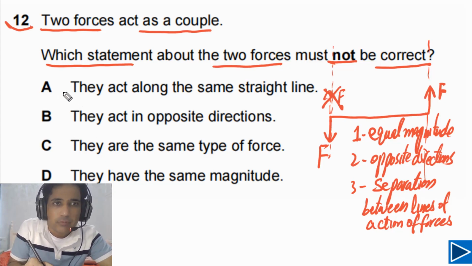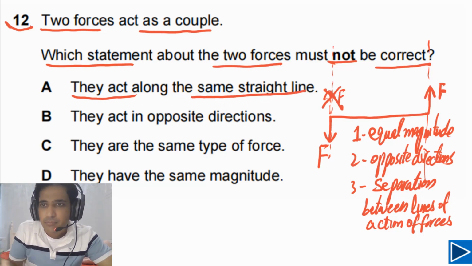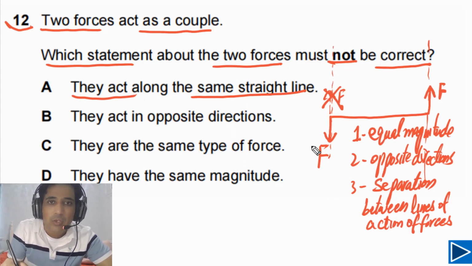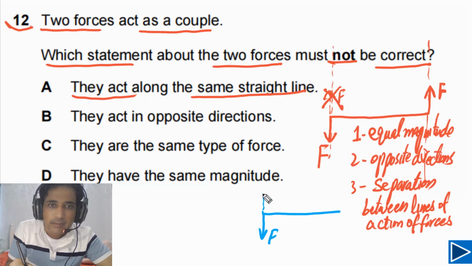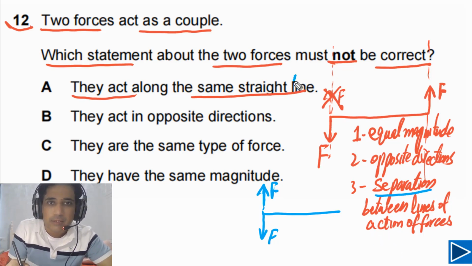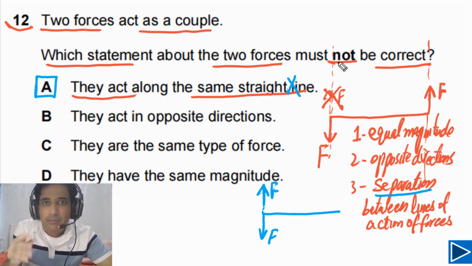Now let's look at the given options. It is given to us they act along the same straight line. It simply means that there is no separation between these forces if they act along the same line. So it is telling us we have some rod here, one force is acting down and the other force is acting up, meaning they are acting along the same line. So this is not a condition for a couple. The condition for a couple is there must be separation between the lines of action of the forces. So this one is wrong. So our answer can be A, because we need to find out which one must not be correct.